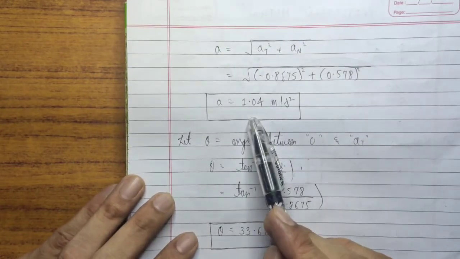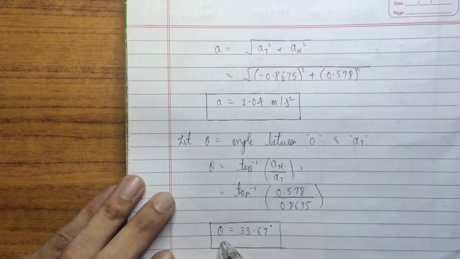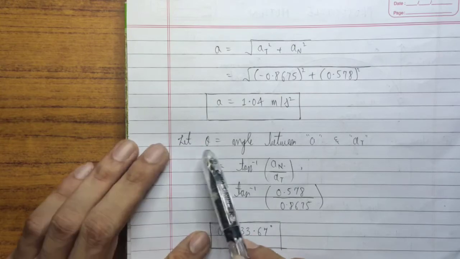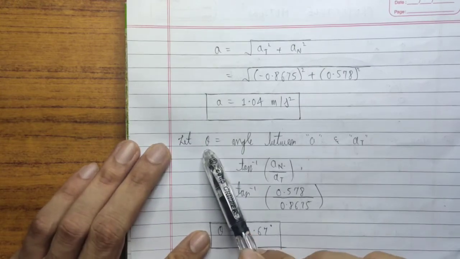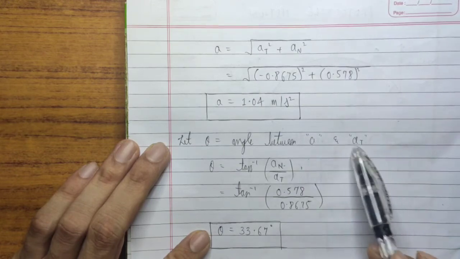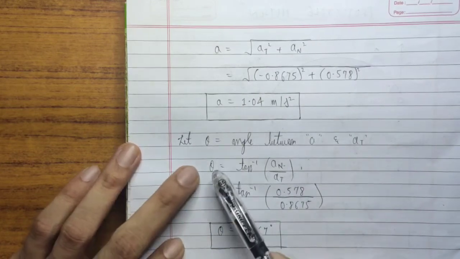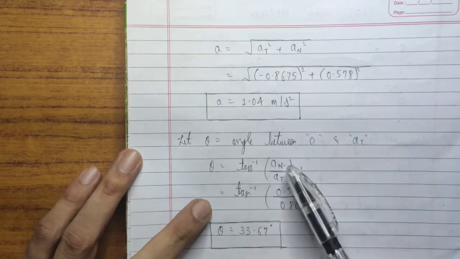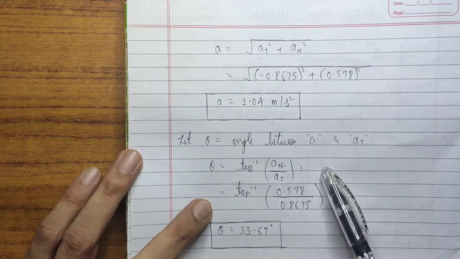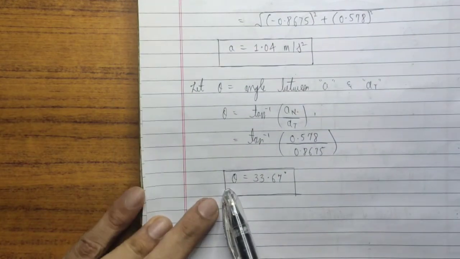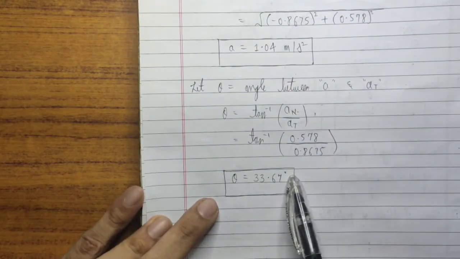Now in this question the value of theta is not asked, but for better understanding I have also calculated the value of theta. Let theta be equal to, now we know what theta is. Theta is the angle between the total acceleration and the tangential acceleration. The formula for theta is tan inverse of an upon at. We have found out the value of an and also the value of at, so we can substitute those values here and calculate theta. It comes out to be 33.67 degree.